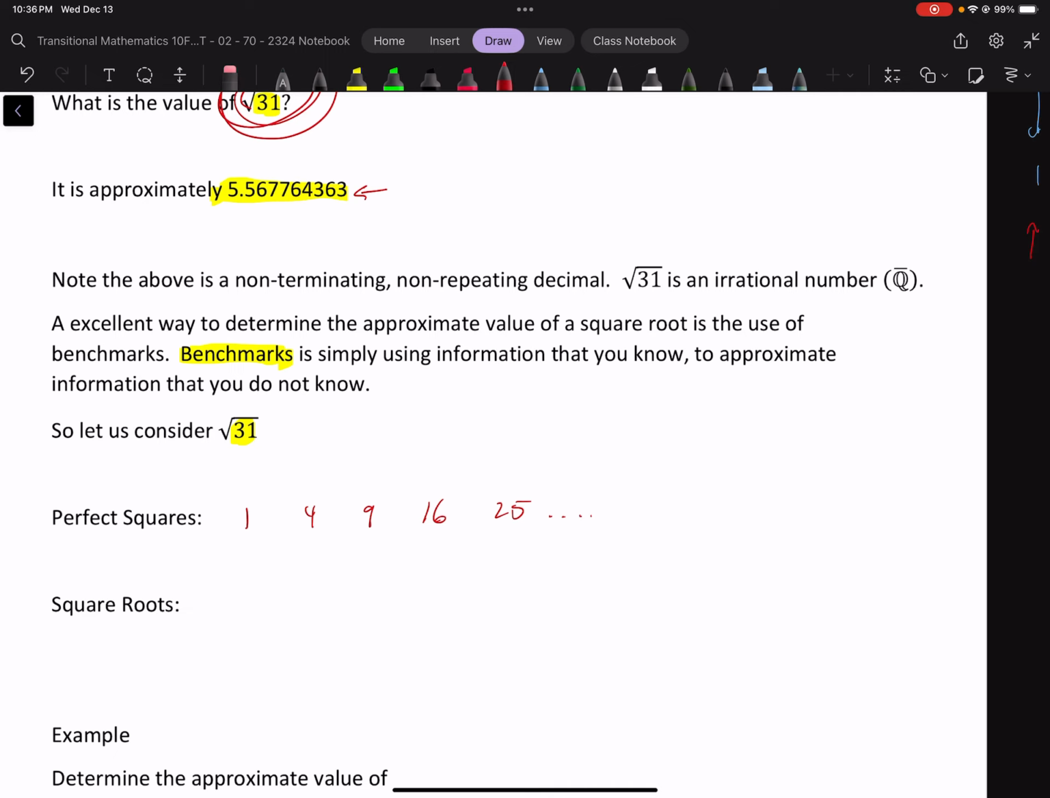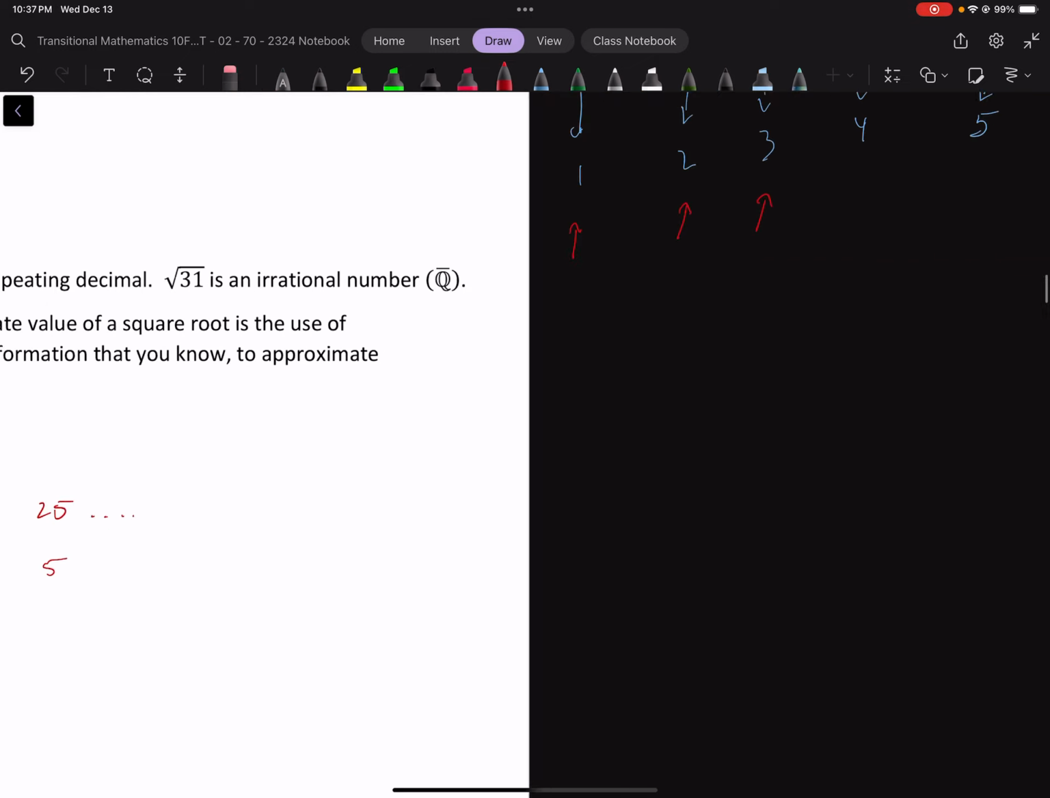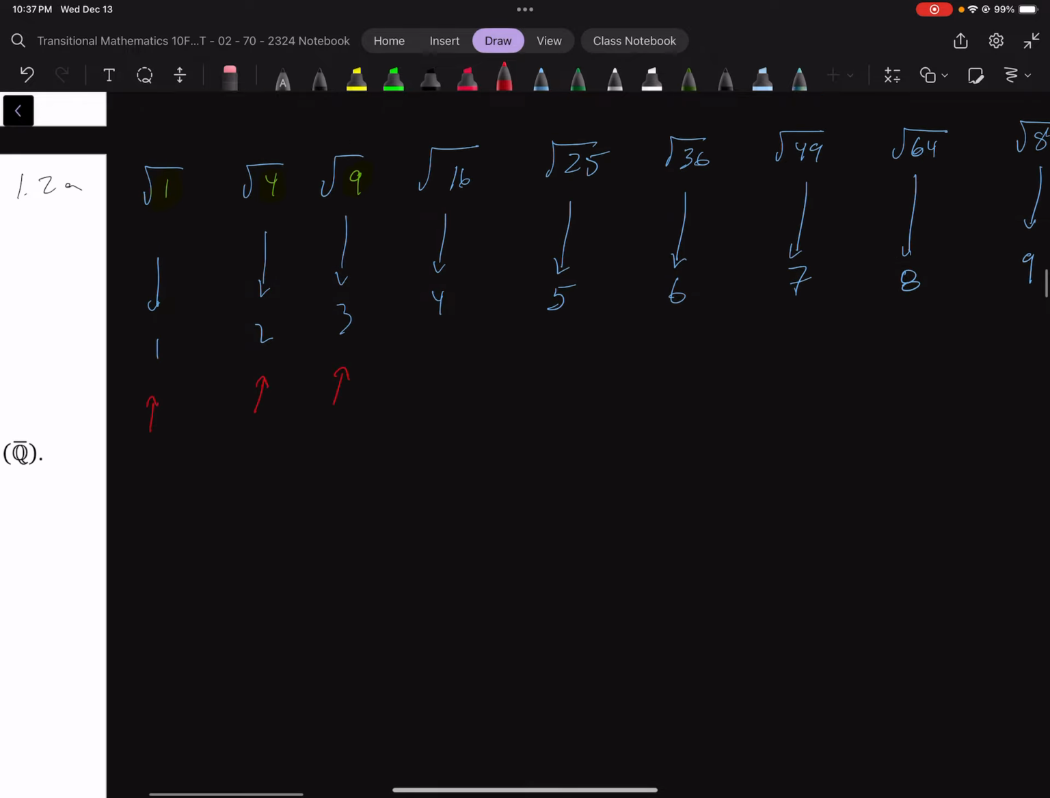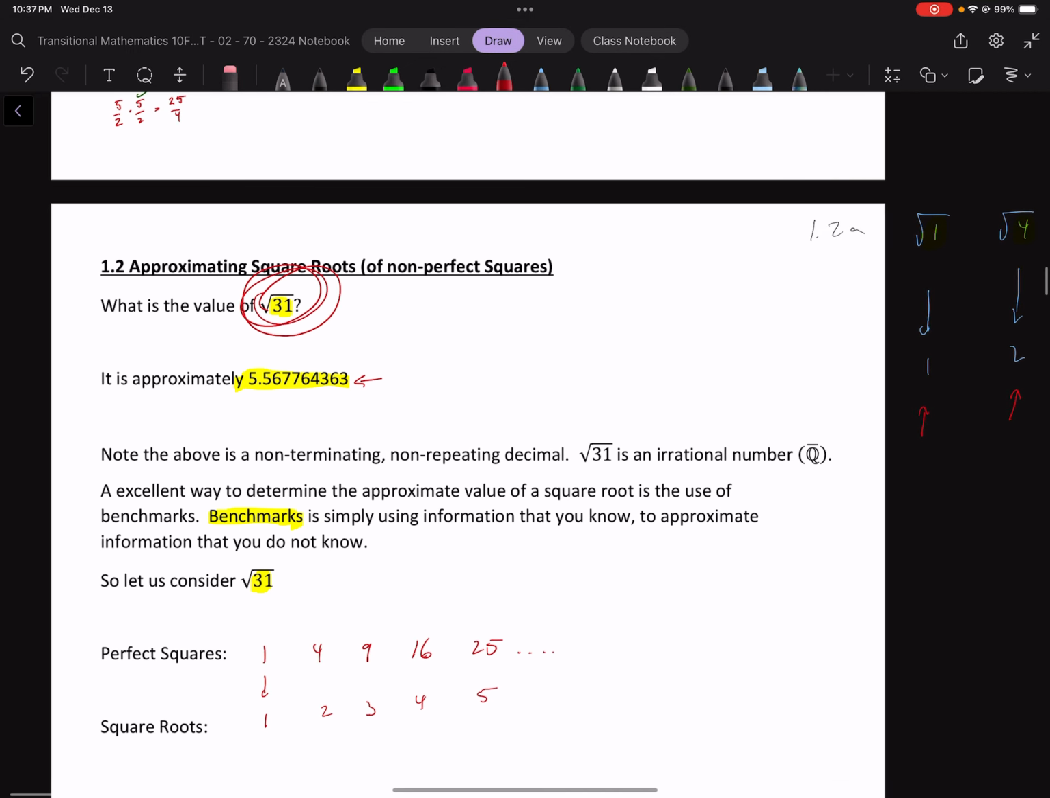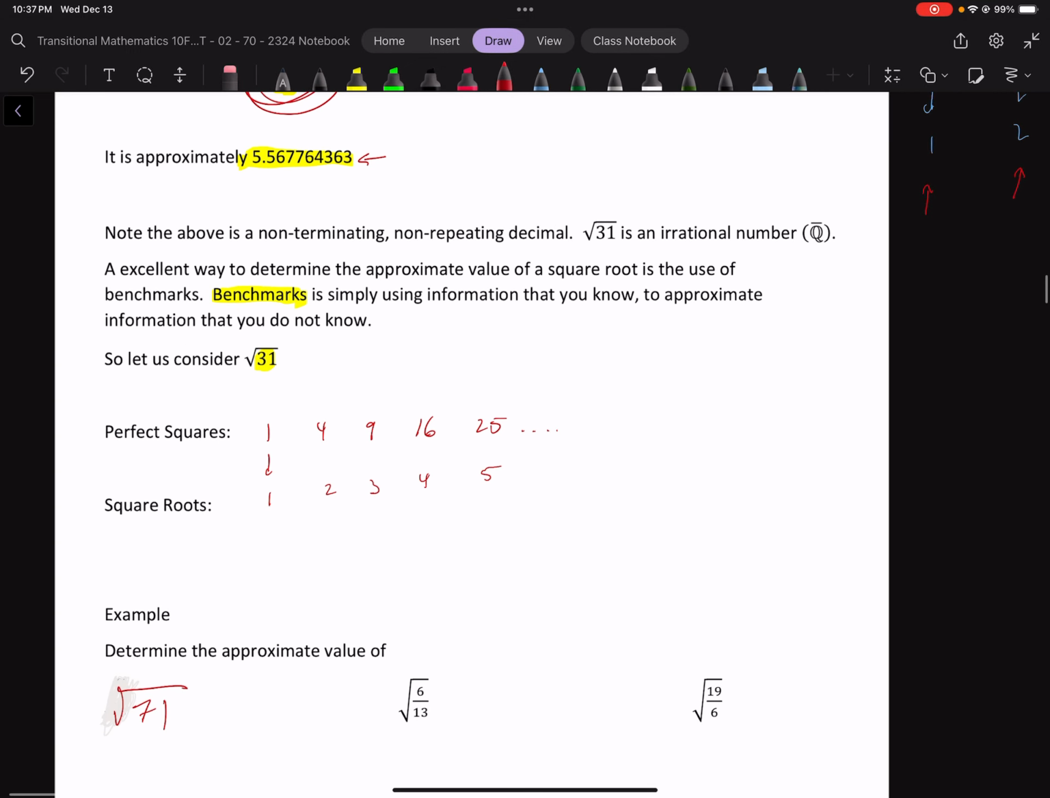The square root of these perfect squares are like this. So if you wrote out what we did previously over here, you'll likely be in good shape. Now, let's consider the square root of 31. So do I know the square root of 31? I do not.